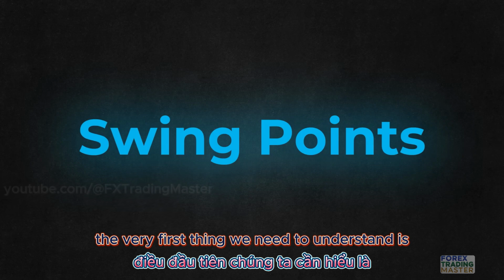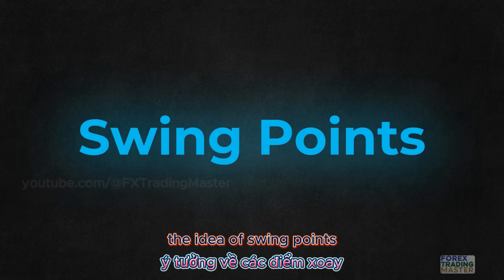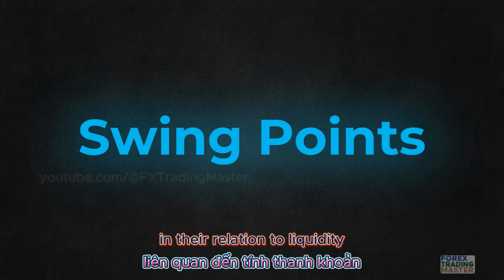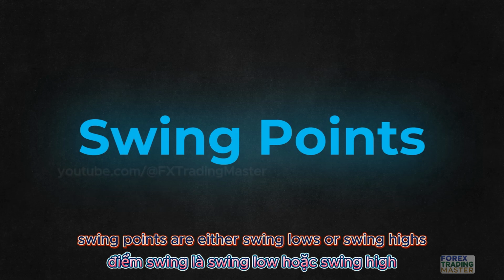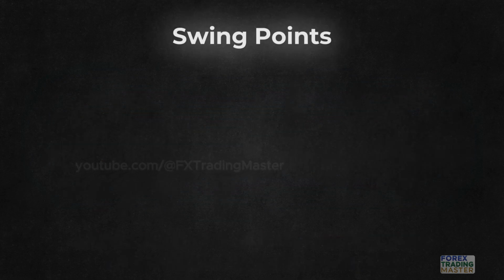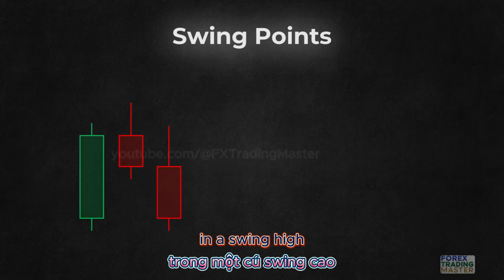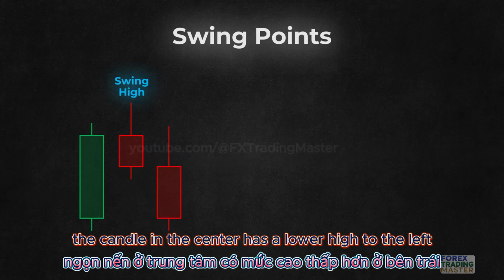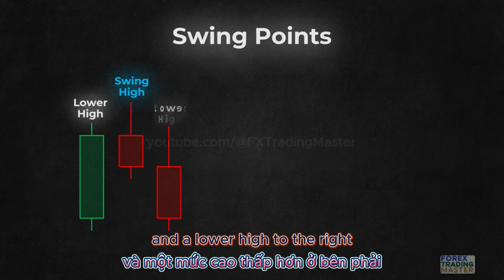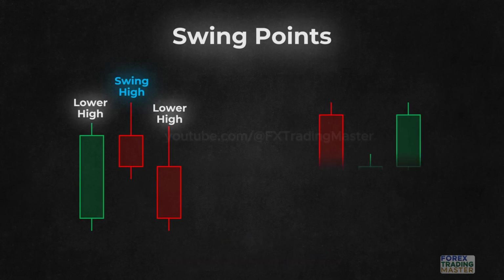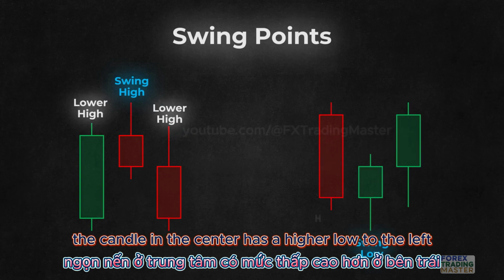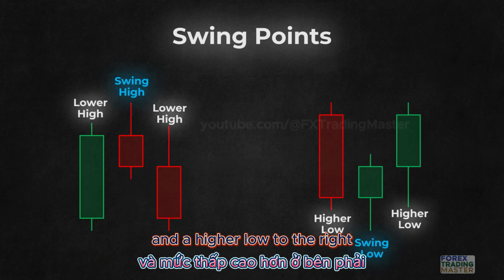The very first thing we need to understand is the idea of swing points in their relation to liquidity. Swing points are either swing lows or swing highs. To identify swing points, we need three candles. In a swing high, the candle in the center has a lower high to the left and a lower high to the right. In a swing low, the candle in the center has a higher low to the left and a higher low to the right.